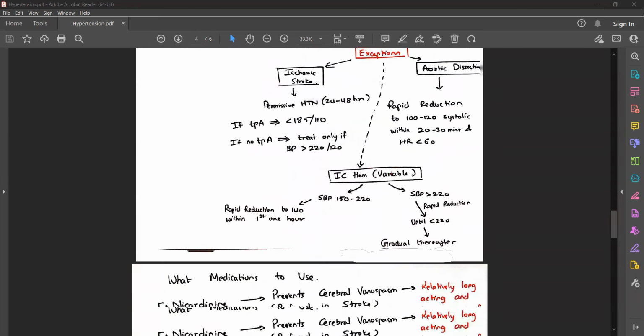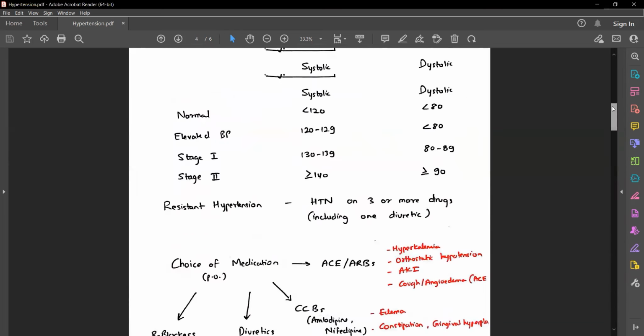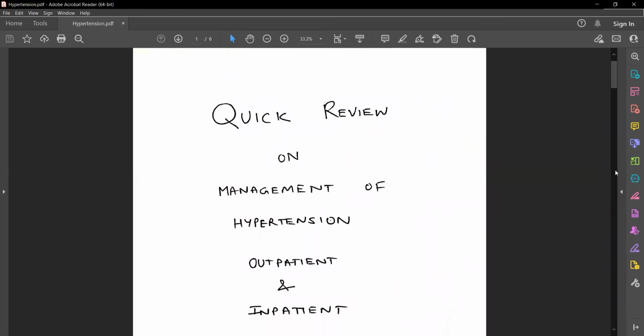So that is pretty much it with the management, both inpatient and outpatient, for hypertension.